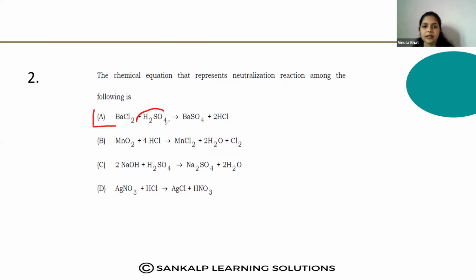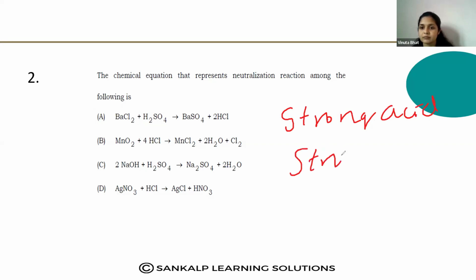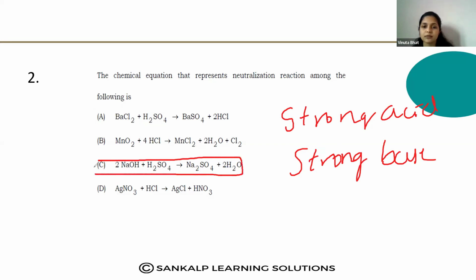The neutralization reaction occurs between a strong acid and a strong base. Here we can see option C, sodium hydroxide is the strong base and H2SO4 is the strong acid, which form sodium sulfate and water, which is the salt and water. So that is the correct answer. That represents the neutralization reaction.